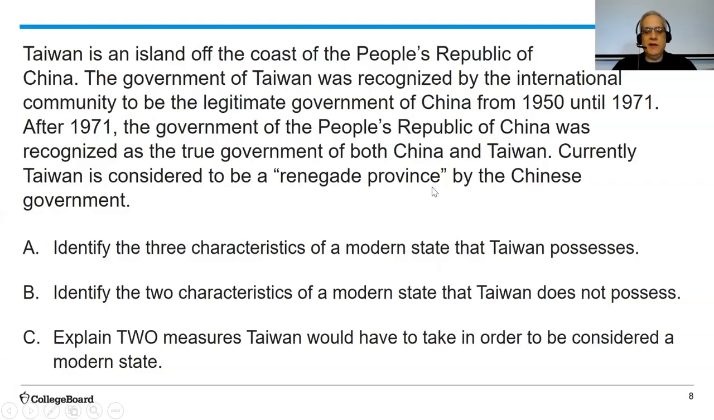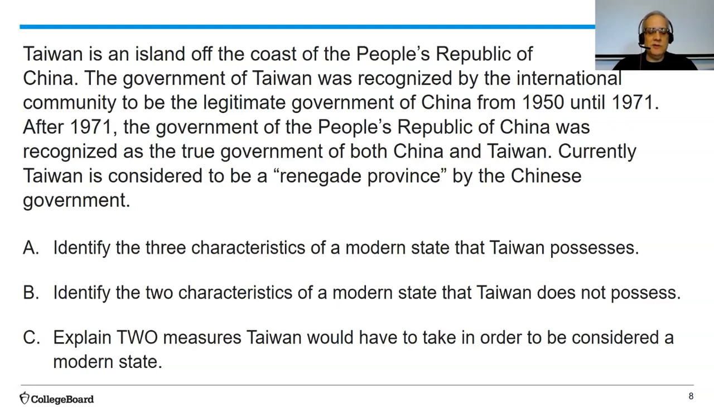Taiwan is an island off the coast of the People's Republic of China. The government of Taiwan is recognized by the international community to be the legitimate government of China from 1950 until 1971. But after 1971, the legitimate government of China was considered to be the People's Republic of China inside of Beijing. Taiwan was included in that process, and Taiwan became part of China. Currently, Taiwan is considered to be a renegade province by the Chinese government.